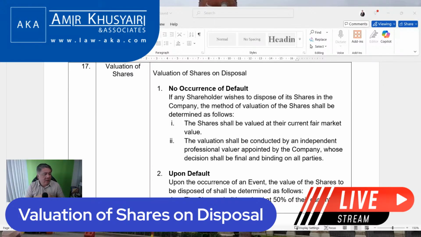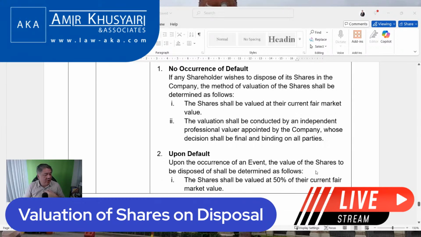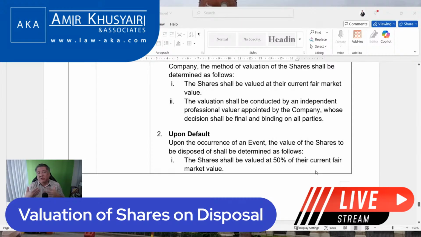However, you need to understand also that sometimes there is a default. The shareholder did not do something or committed a breach. In the event of a breach, it would not be fair to be paid market value. So what I will usually put is that if there is a default, 50% of the value is paid for the shares, or much less. In certain instances, I'll just put 10% if there is a default.